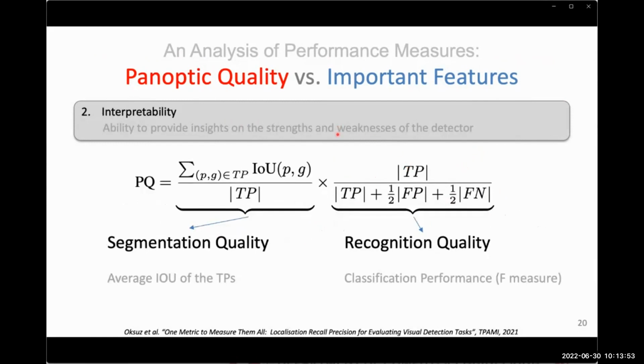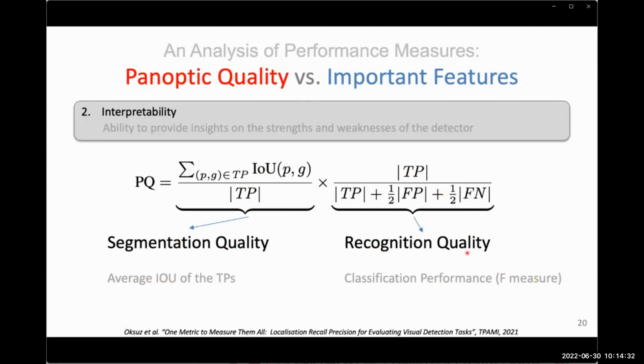If you look at interpretability, we see that panoptic quality is doing better than average precision in this regard as well. One can easily rewrite panoptic quality and show that it has two main components. A component for measuring the segmentation quality and another component for measuring the recognition quality. Segmentation quality is an average of intersection over union of the true positives, and recognition quality is evaluating the classification performance, and it is an F measure.